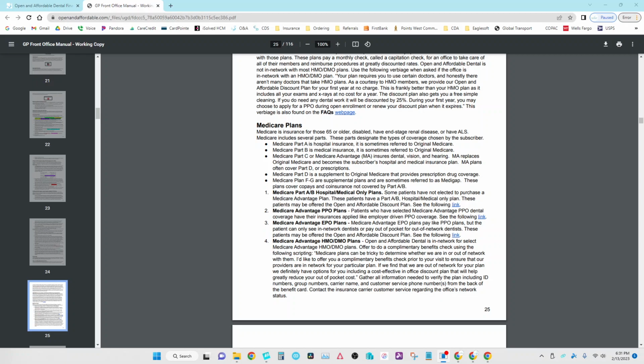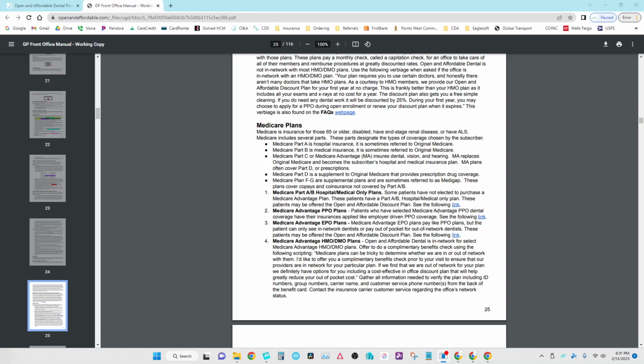With Medicare Advantage HMO or DMO plans, we are not in network for some of those, although it's very 50-50 on if we are in network and if we aren't in network. So what we do is we tell the patient we're going to offer to do a complimentary benefits check using the following scripting. So it's important that you know this scripting and are able to kind of recite it.